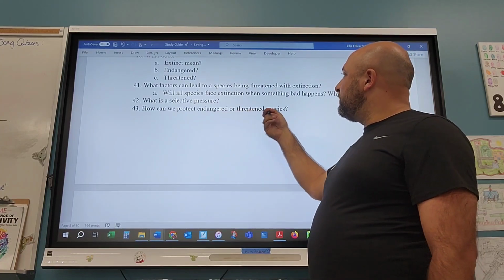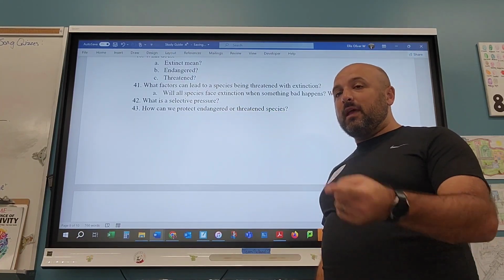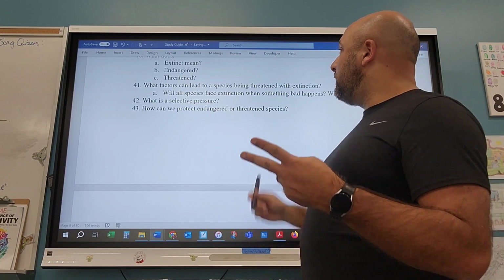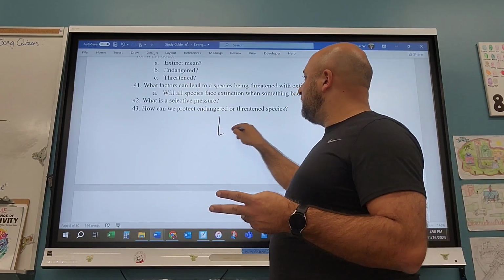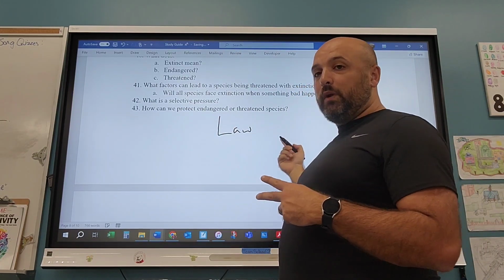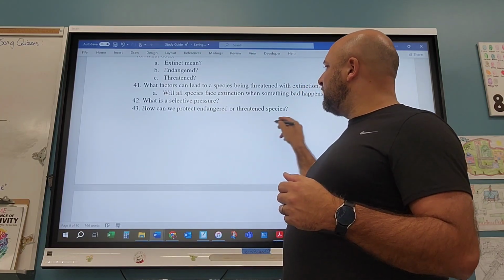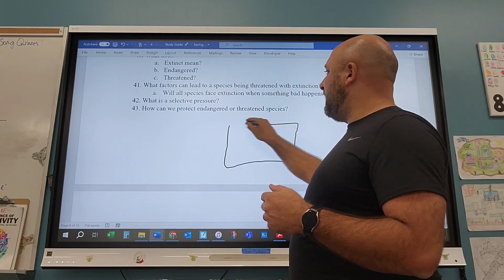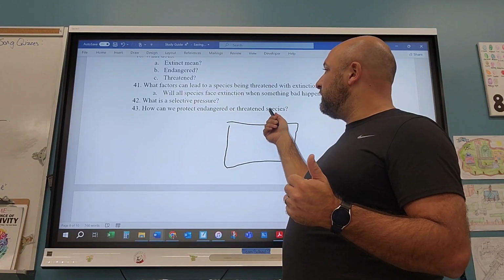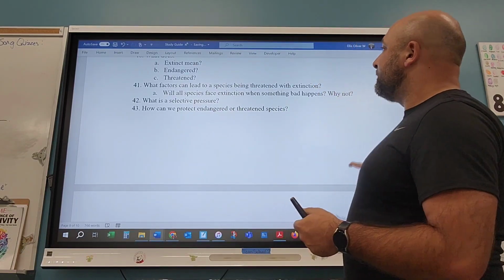How can we protect endangered and threatened species? Well, we've got the Endangered Species Act, and we've got CITES as well. Both of these enact laws that restrict how much hunting can be done. We have laws that protect and preserve certain areas of habitat so that these creatures can have somewhere to live and thrive.